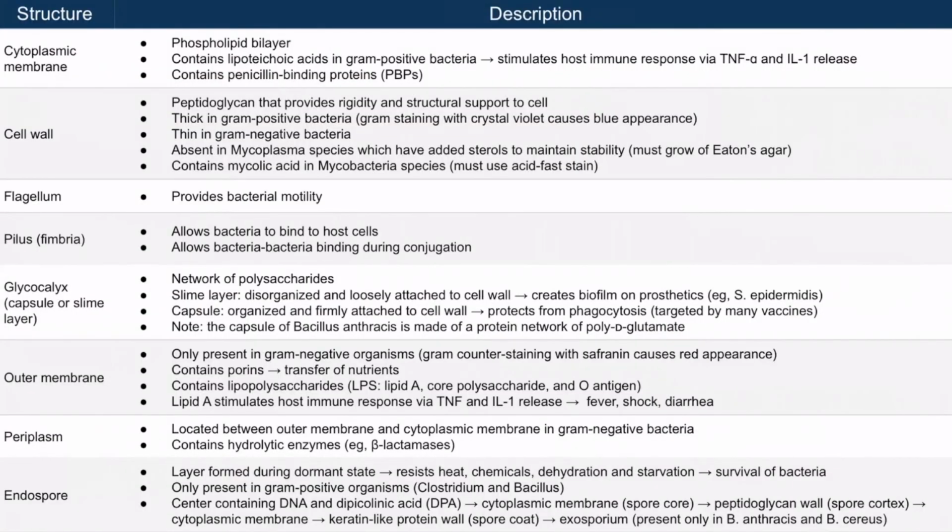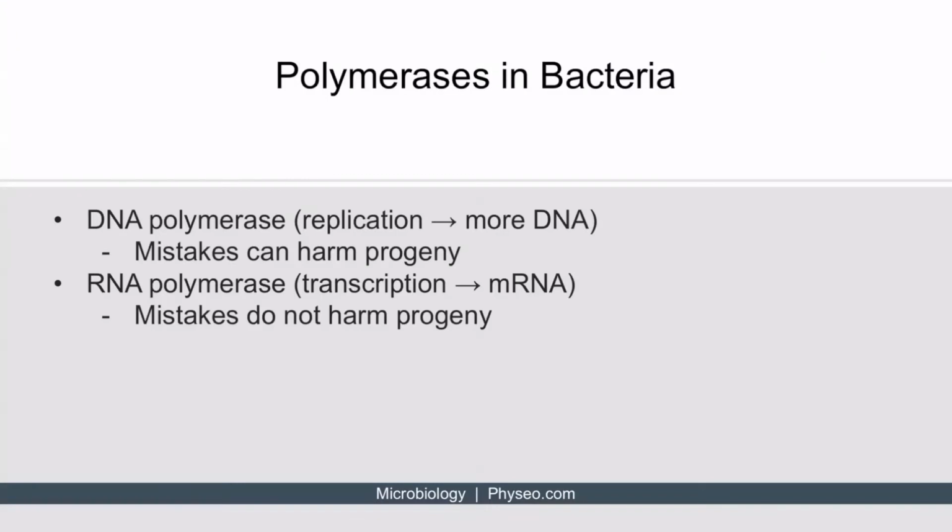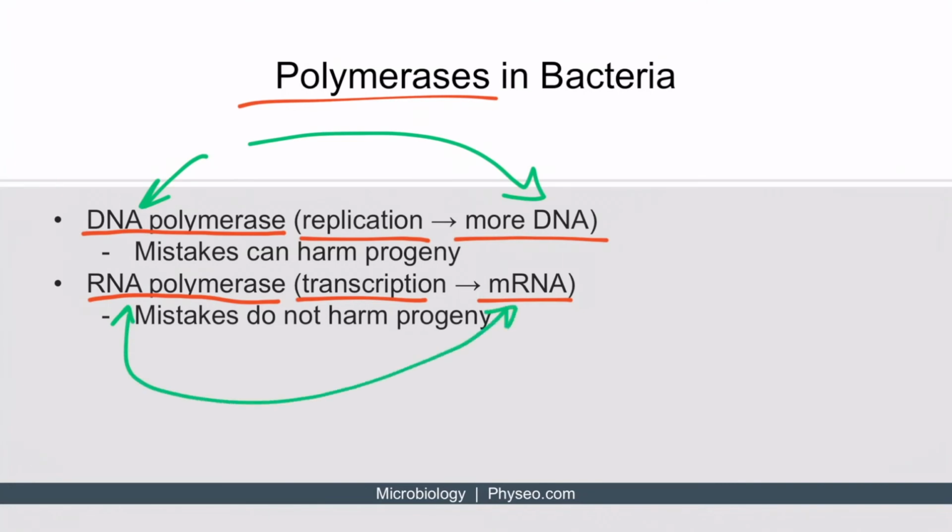So now we've covered everything in the table, and before we do a review question, there's just one item left to discuss, and these are polymerases. Now bacteria have DNA polymerases, and this is just used for replication, i.e. making more DNA. They also have RNA polymerases. This is used for transcription, or to make mRNA. So DNA polymerases make more DNA, and RNA polymerases make more RNA.